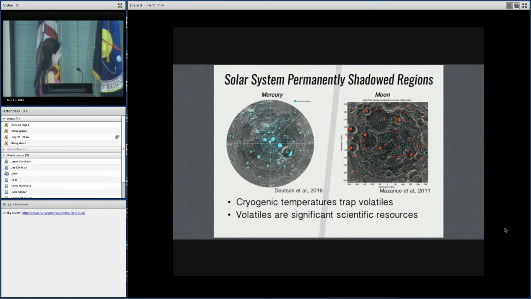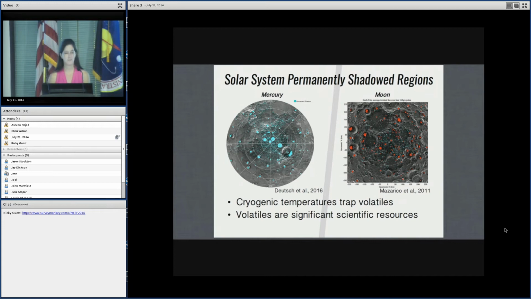So on the left of the screen is a map of the North Polar region we put together for Mercury, where we've highlighted all the regions that are in permanent shadow in blue, which we've derived from the topography of the planet. And on the right is a map of the North Polar region of the Moon, where Irwan did the same thing, where the permanently shadowed regions are highlighted in red. So both bodies have these PSRs, and they're at cryogenic temperatures that are cold enough to trap volatiles within them.